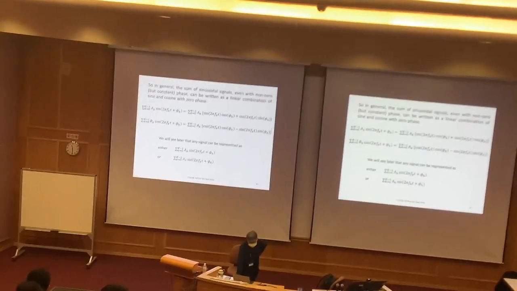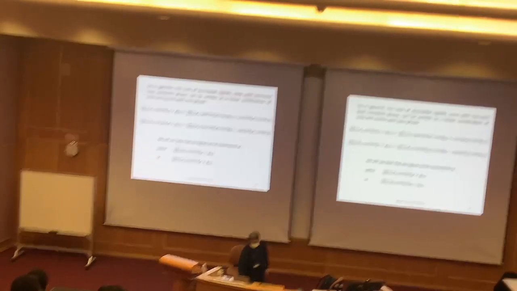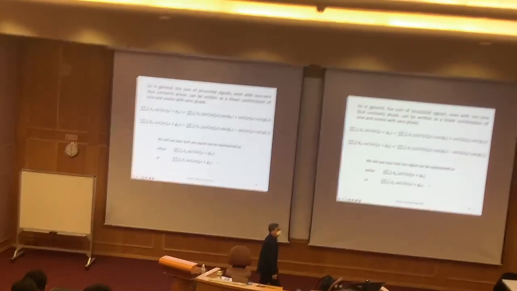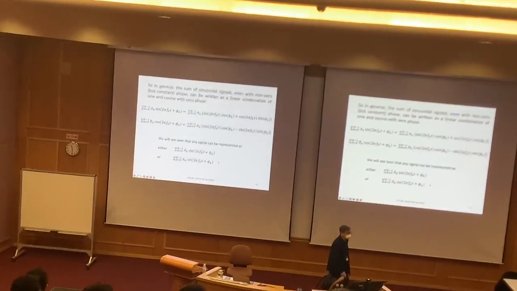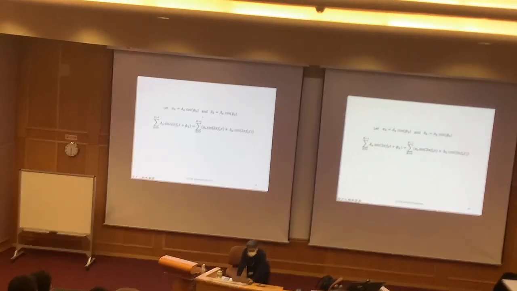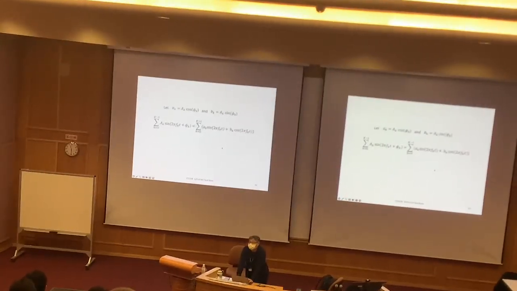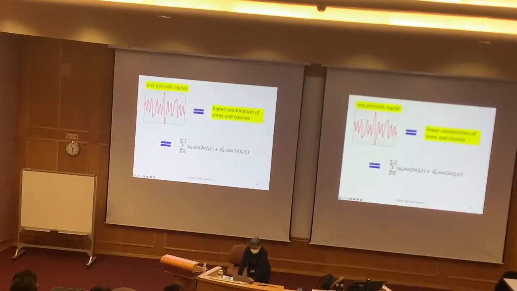Now we'll see later that any signal can be represented as either this or this. Any signal, right? We should say any periodic signal for the time being. Now, A is this and B_k is this, and so any shifted sinusoidal wave can be represented as sine and cosine, and this will be the form that we want to use. So any periodic signal is a linear combination of sines and cosines.